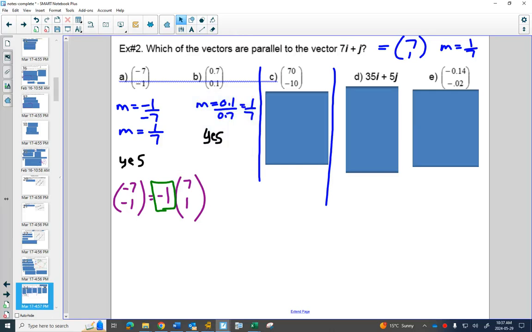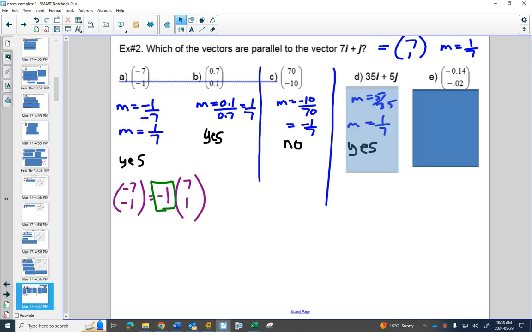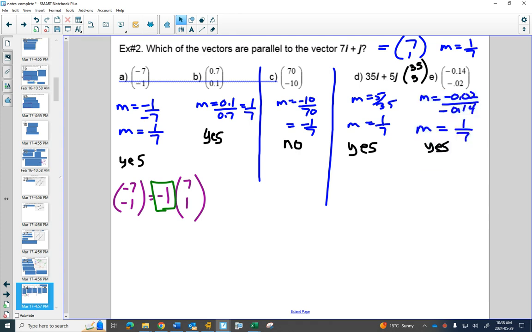But if you found the slope of the next one, it's also 1/7. It's parallel. What about C? What's its slope? Negative 1/7. Not parallel. 35i plus 5j, I would probably write this as 35 and 5. Its slope is 1/7. And the last one is 1/7 as well.